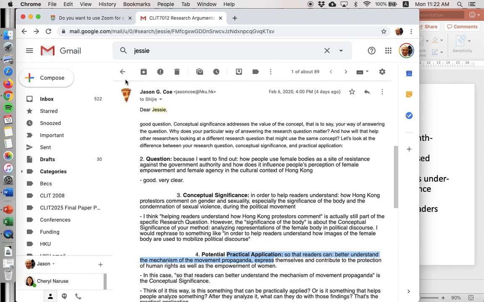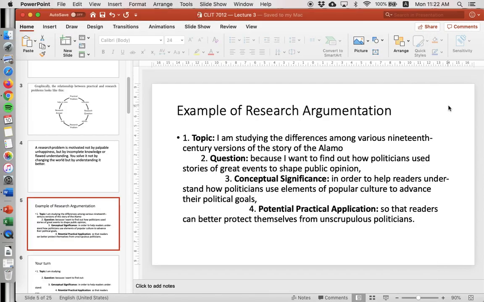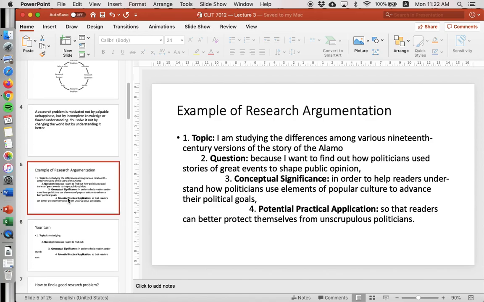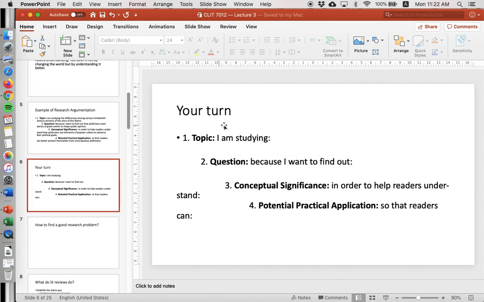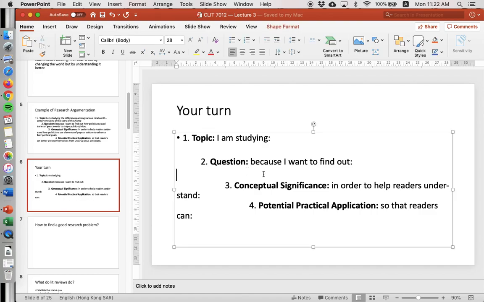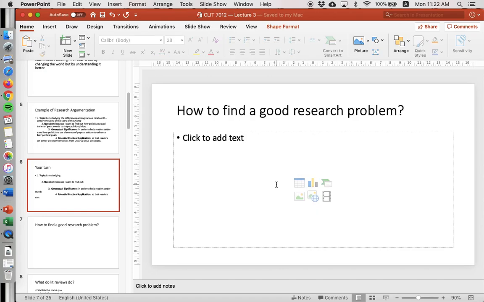Okay, so now you understand conceptual significance is about the methodology. All right, cool. So yeah, I thought that most of you had pretty good topics and this question of what you want to find out. And we're really getting to the point where we're identifying some significant concept that will help you analyze the text.